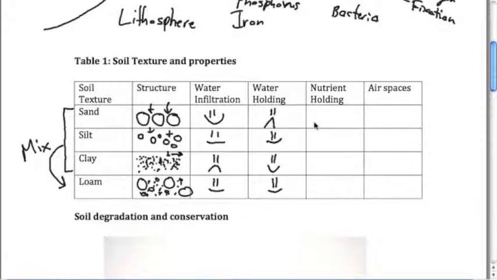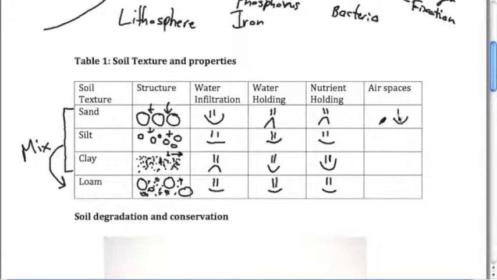Nutrient holding is kind of a different story, but it's very much the same as water holding. So the ability to hold the nutrient is almost as good as the ability to hold water. So sand, not good with nutrients. Silt is okay with nutrients. Clay, if it's got the nutrients in there, is really good at holding them. And again, loam is kind of an ideal one for holding nutrients.